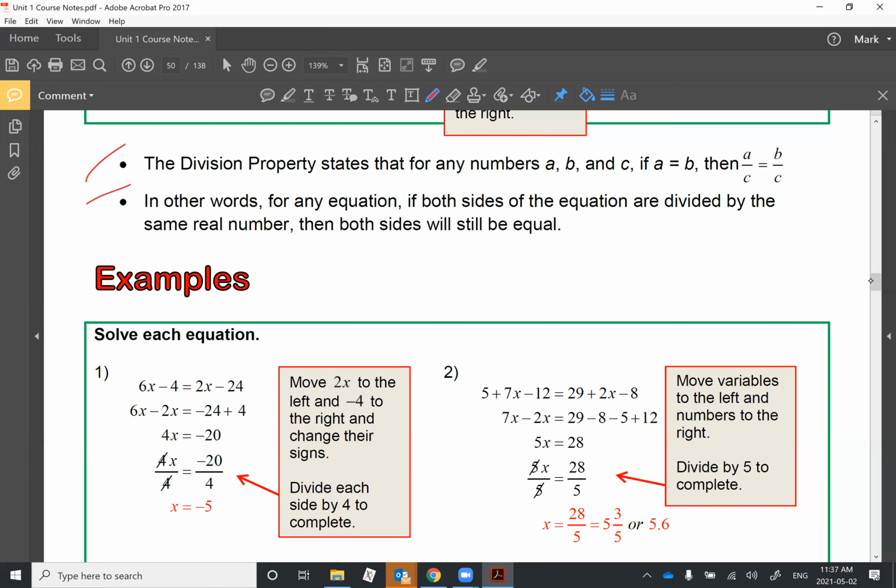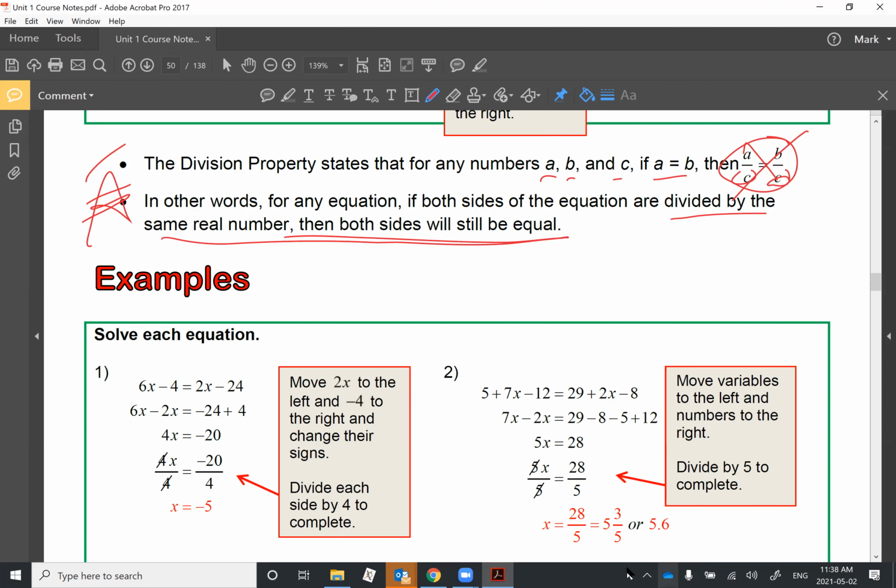A equals B. That's very confusing. If A and B are the same, you can both divide them by C and not change the equation. That's not an easy way to memorize this. This is the better one. Any equation, if both sides of the equation are divided by the same number, that's where that C comes in, then both sides are equal.